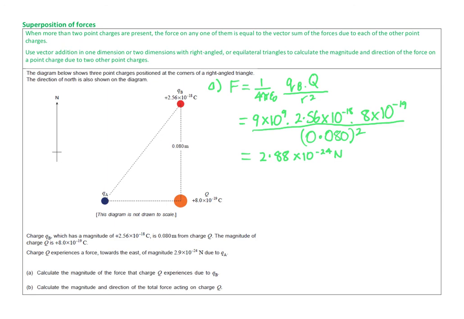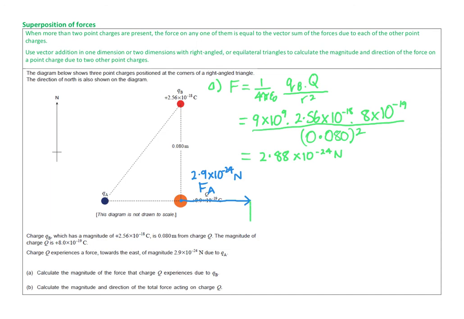So part B is calculate the magnitude and direction of the total force acting on Q. So we know from that second part of the question that the force here due to charge A is towards the east, yep, so that's the right direction, and that's equal to 2.9 times 10 to the minus 24 newtons. Again, a good check there. These numbers are similar size. This question wouldn't make sense if they were magnitudes different, so that gives me an idea that the answer to the previous part was a reasonable answer.